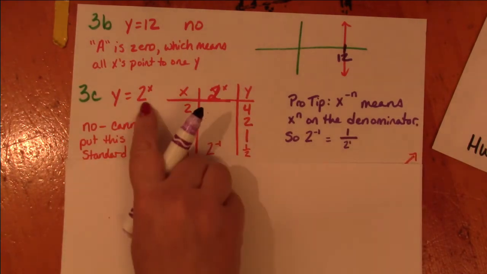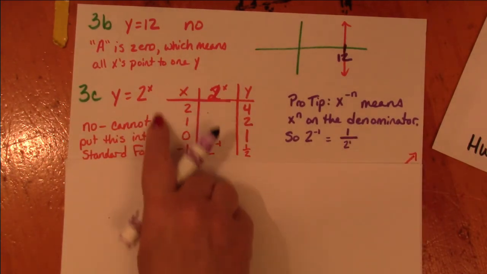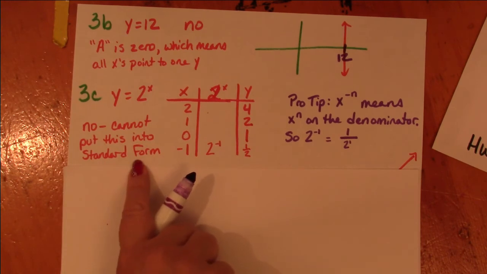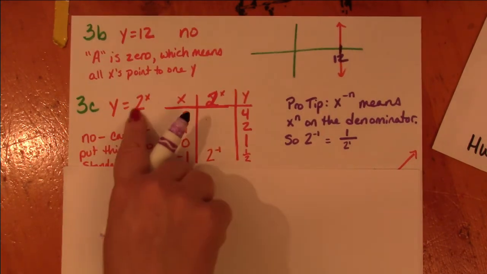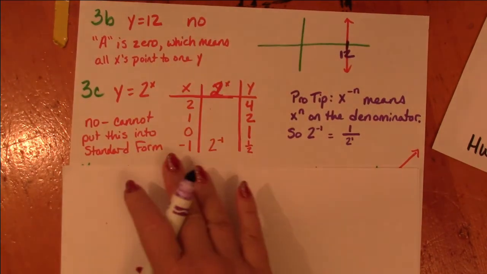3c, again, we've got 2 to the x power. We can't put this into standard form. So while this is an equation, it's not a linear function.